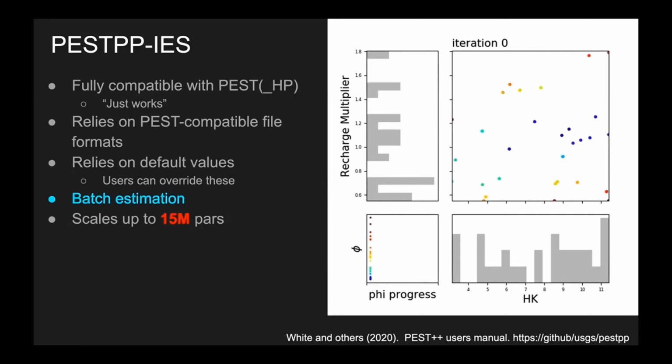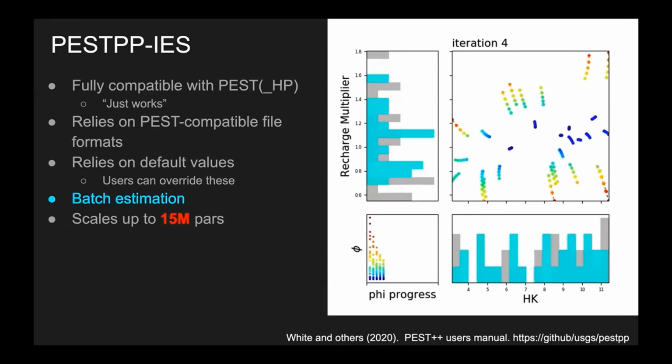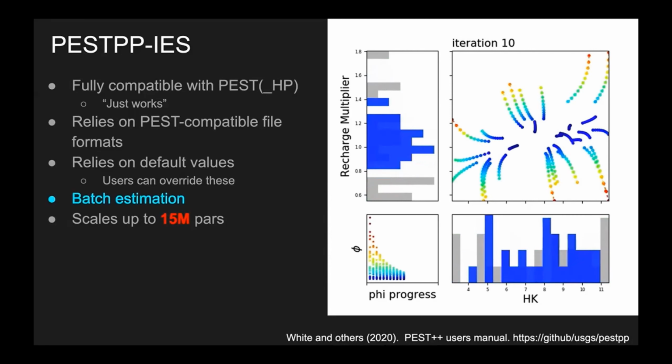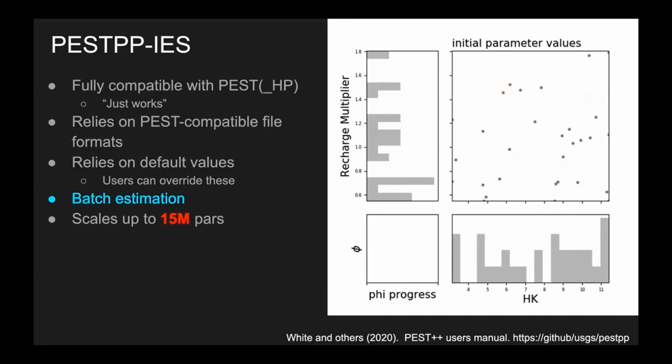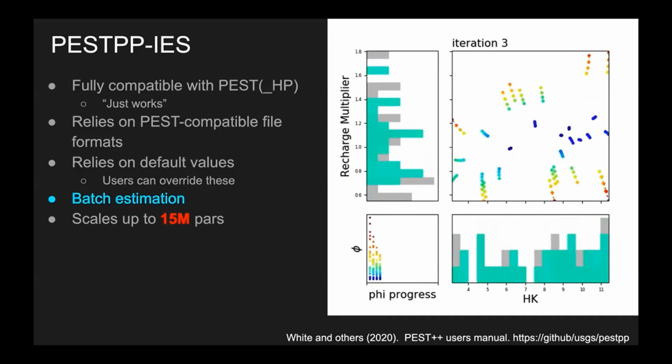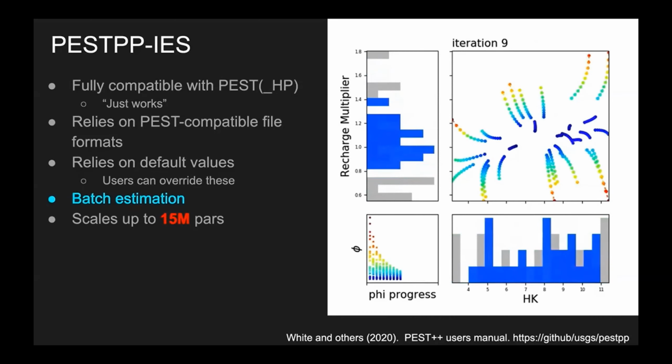That algorithm has been coded up into PEST-PP-IES, and like the other members of the PEST++ suite, it's fully compatible with PEST because it relies on the same file formats, and it also relies on internal default values for specific algorithmic controls needed to operate the iterative ensemble smoother. Users can override these by adding additional options to the PEST control file.